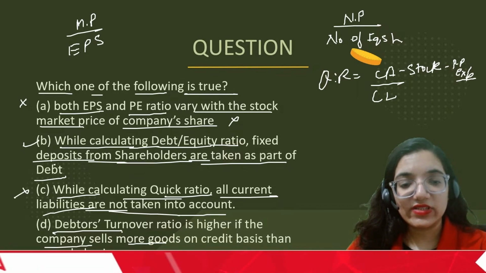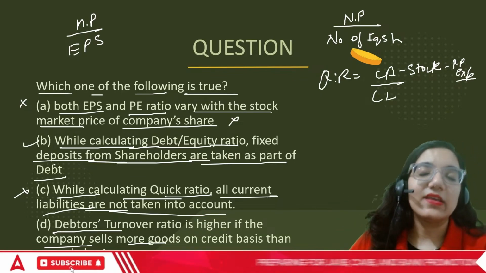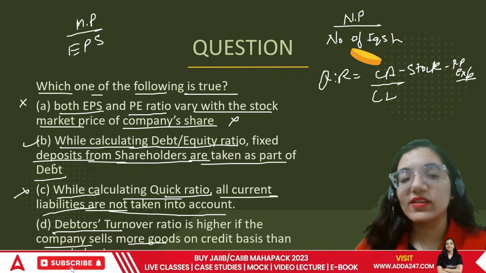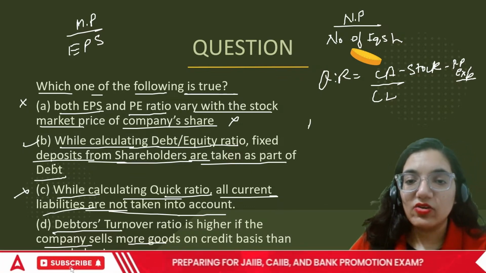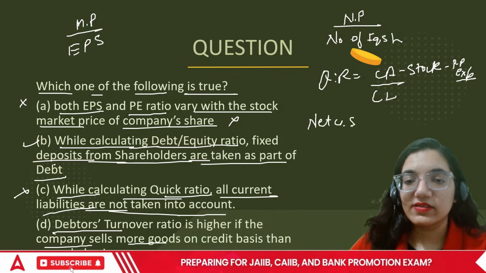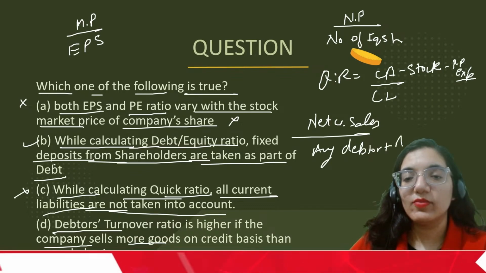Debtor turnover ratio is higher. Debtor turnover ratio talks about in how much time the debtors are paying us. It has nothing to do with the cash basis or something. Debtor turnover ratio talks about your net credit sales divided by your average debtors plus average BRs.